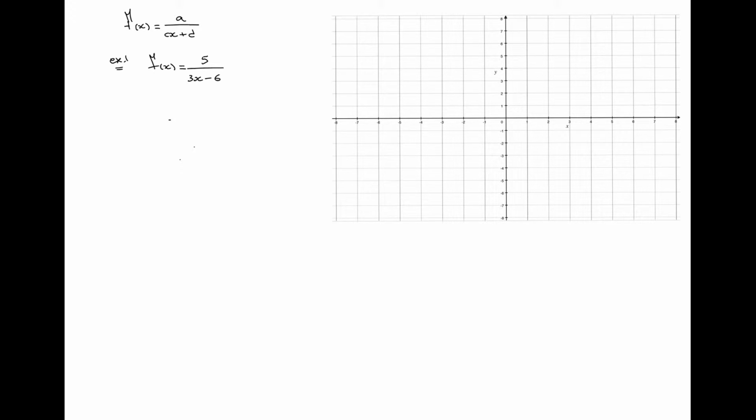So the way we go about this is by working out the value of x which would lead to 3x minus 6 being equal to 0. So we solve 3x minus 6 equals 0. This leads us to 3x equals 6, which leads us to x equals 6 over 3, which finally leads us to x equals 2.